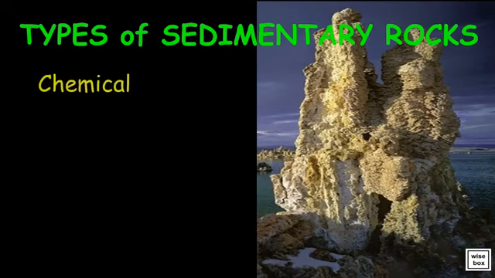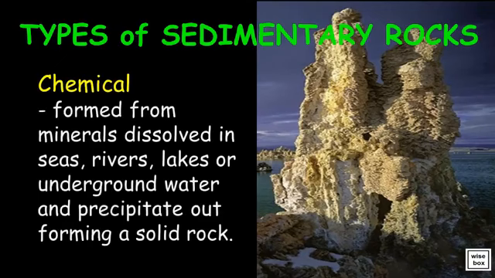Chemical rocks are formed from minerals dissolved in seas, rivers, lakes, or underground water, and precipitate out forming a solid rock. An example of chemical rock is limestone. This is composed of the mineral calcite, which comes from dissolved calcium carbonate that comes out of solution as the lake evaporates. Halite and gypsum minerals also form this way.